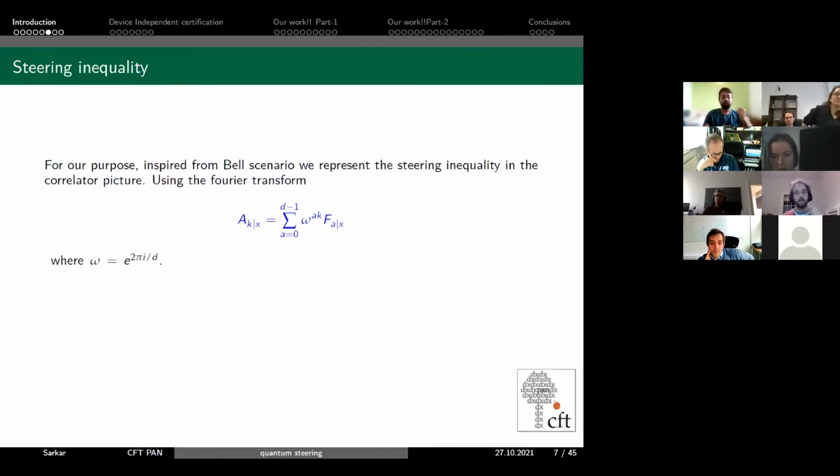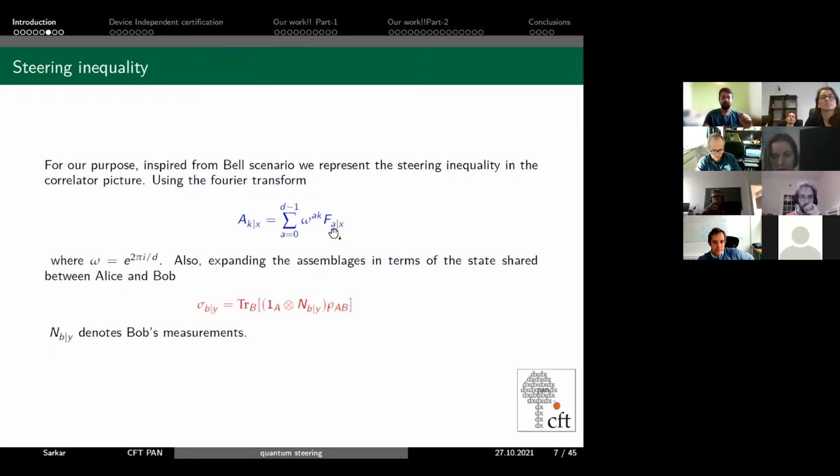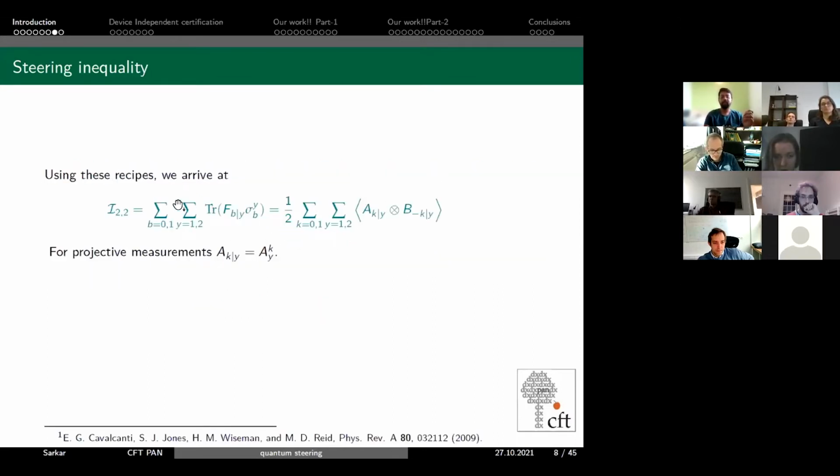Now, for our purpose, we take inspiration from Bell's scenario, and we would like to express this steering inequality, which I showed, in terms of correlators. For this, we construct an operator like this, which is a Fourier transform of the measurement operators of Alice. Then we expand the assemblage using the measurement operators of Bob, and again we express these measurement operators of Bob using a Fourier transform like this. What we get is that we can write the steering inequality in this correlator picture.